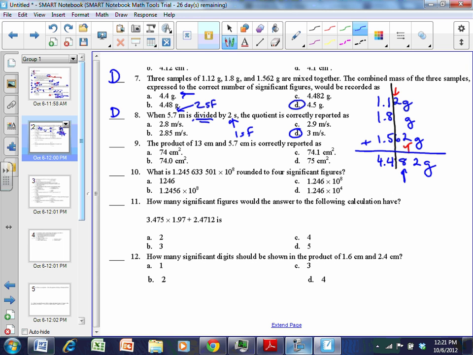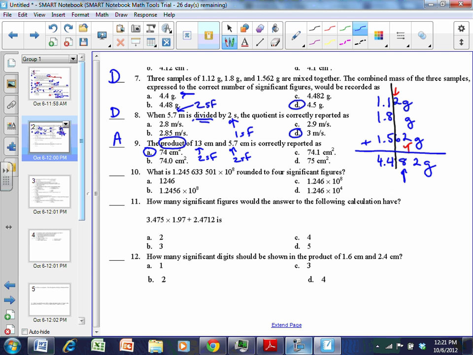The product of 7, that's multiplication, of 13 and 5.7 is correctly reported as, okay, again, this is 2 sig figs, 2 sig figs. Answer has 2 sig figs. Okay, I can already see before I multiply, it's either going to be 74 or 75. So I'm going to punch that in my calculator. 13 times 5.7 is 74.1. So that rounds down to 74.